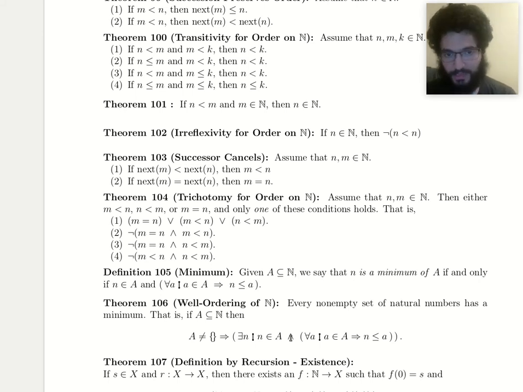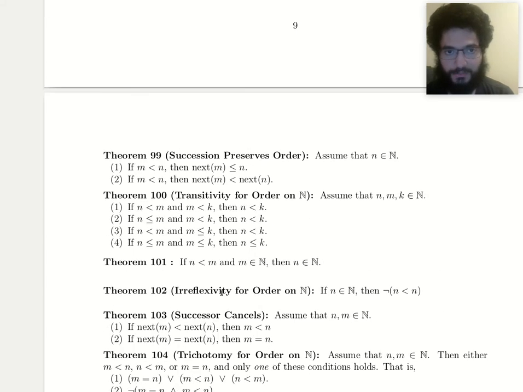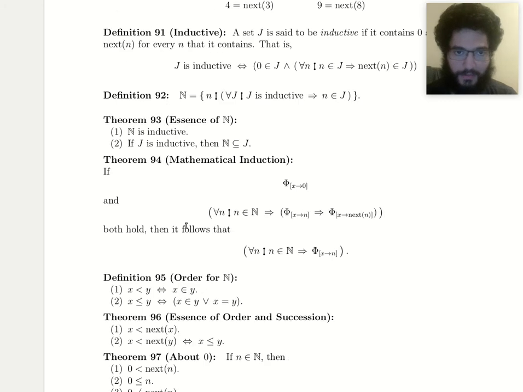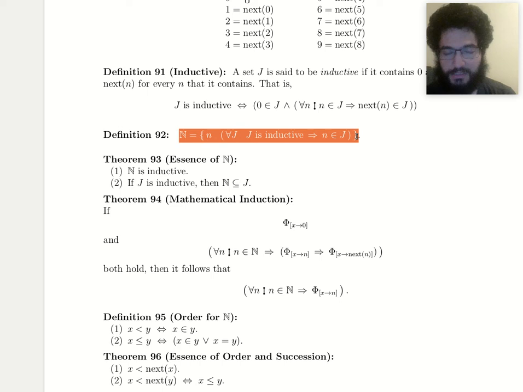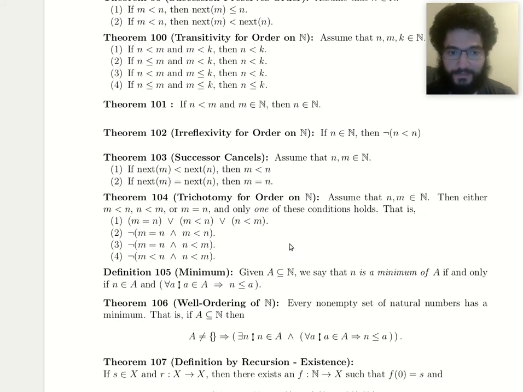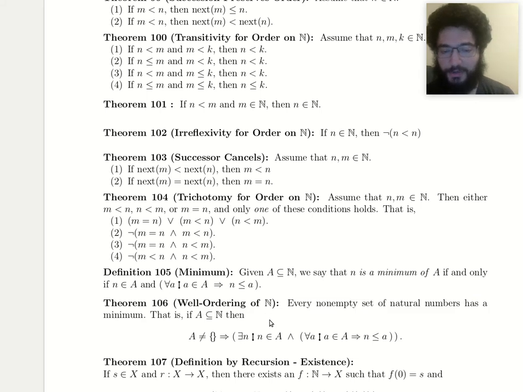In fact, some people take theorem 106 as a sort of axiom that defines the natural numbers, rather than the route we took where we define them to be the smallest inductive set. So you could take well ordering as your starting point in some way rather than induction.